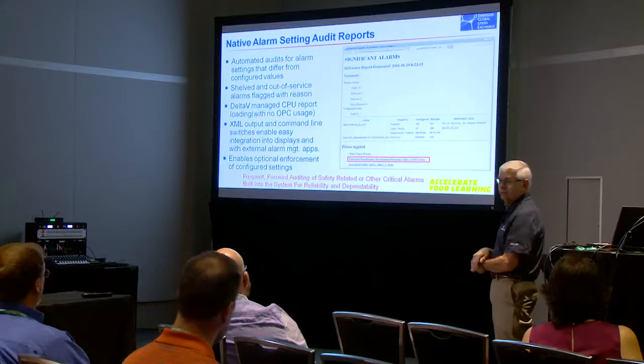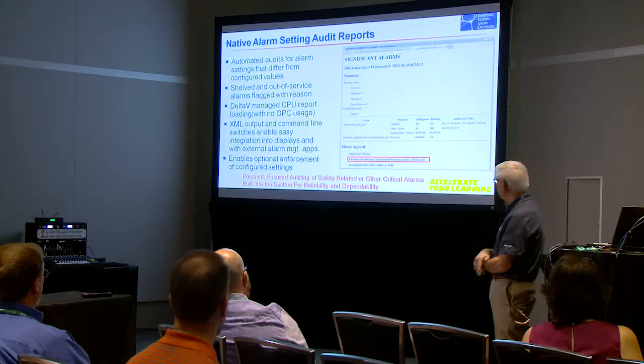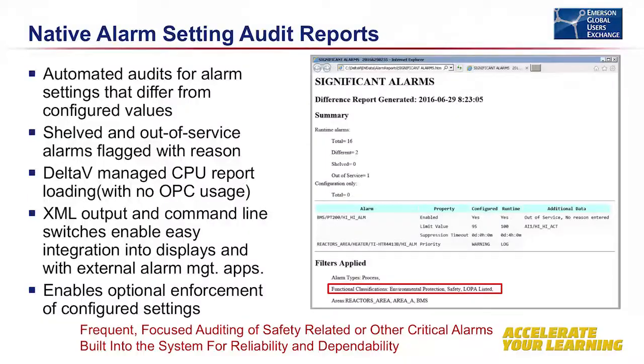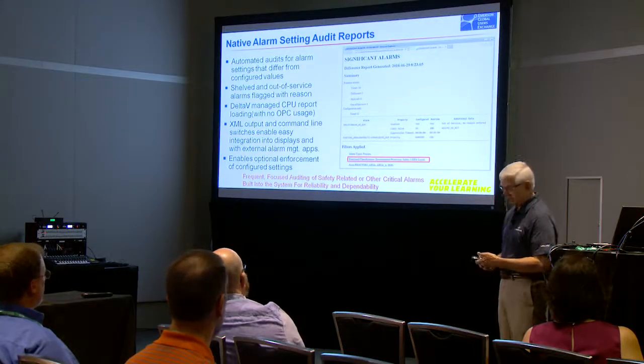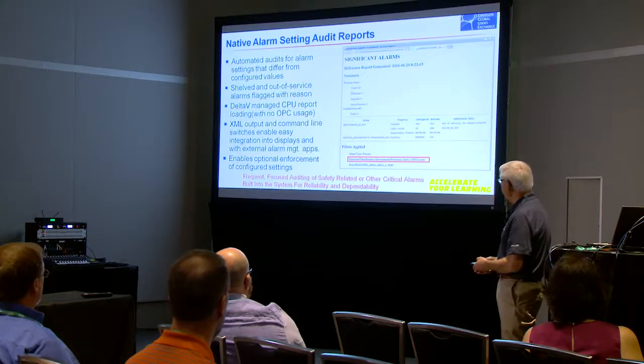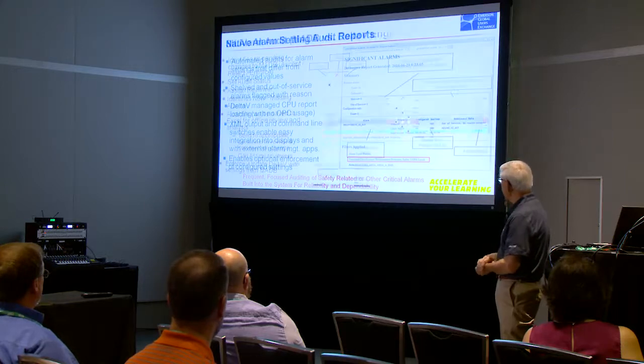So if you're wanting to differentiate between suppressions where there's a reason declared versus those where there's not, this would be a good way to manage that. Also, this particular alarm had a limit value configured of 95, but someone in the running system has bumped it up to 100. Here's another example of an alarm where it was configured to be a warning priority, but in fact, it's actually running as a log priority, which is to say it's really not showing up for the operator at all. So that'd be a good example of using that native capability that exists in Delta V version 13 to run those kind of audit reports.